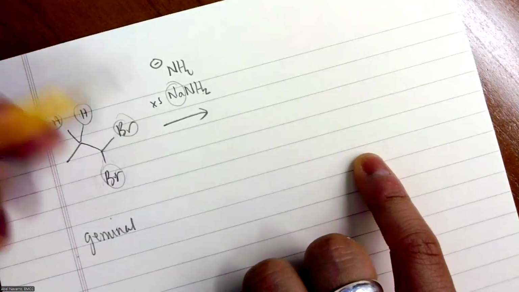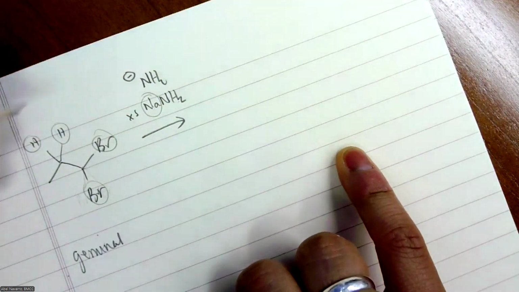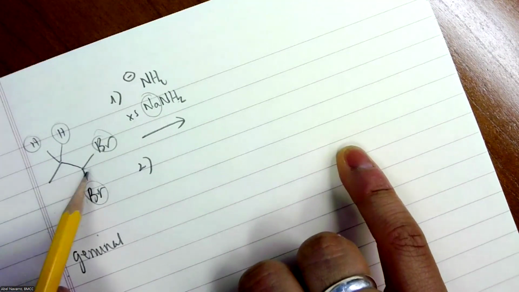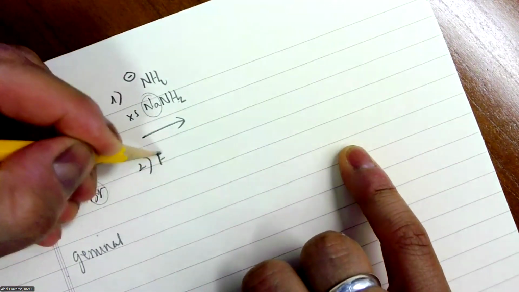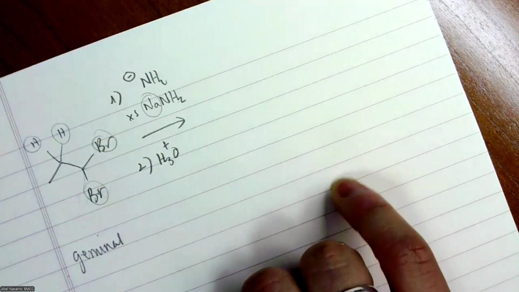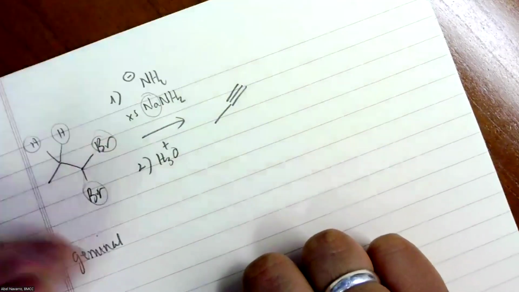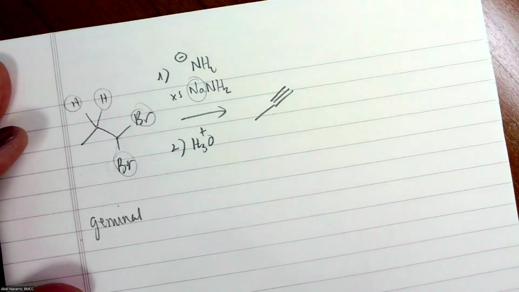So it will eliminate, you will get step one, but in step two, since this alkyne is going to be terminal, I need to add H3O plus. Remember what I said before. So you will get the same alkyne. Good.